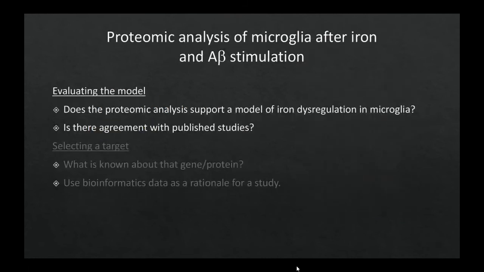But for my undergraduate research students, what I have done with this bioinformatic data is I've first asked them to evaluate the model. Okay, so we have this model where we think we're modeling what's going on in the brain, where we have iron accumulation and amyloid beta. And so I asked them to answer questions like, does the proteomic analysis that we have, the data that we have now, support our model of iron dysregulation in microglial cells? Is there agreement with published studies? We're using an immortalized cell line. That's not a brain cell in a human Alzheimer's disease patient. We're miles away from that. But is there agreement between what we found, what our model is, and what is published in the literature? So the first thing I asked them to do is to evaluate the model.